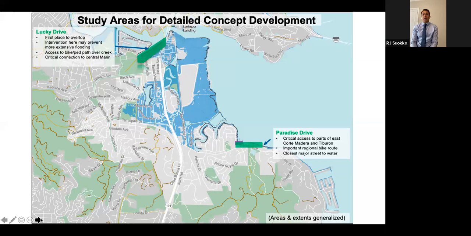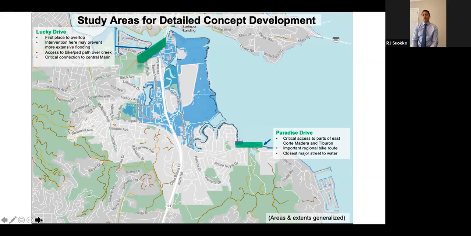So as mentioned, we're starting to group the various study areas into areas with common goals, priorities, and opportunities. And so when we look at Lucky Drive and Paradise Drive, what's common about them is we see roads that serve the region. So on Lucky Drive, as you know, it's one of the main arteries into central Marin, Larkspur, Ross, Fairfax, and others.